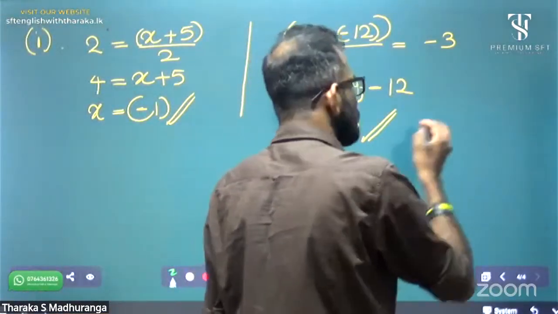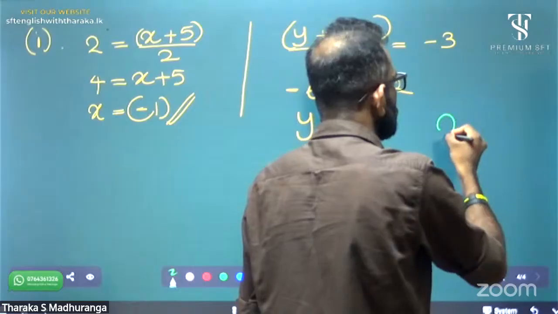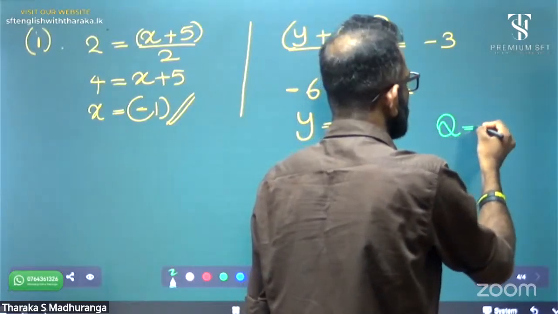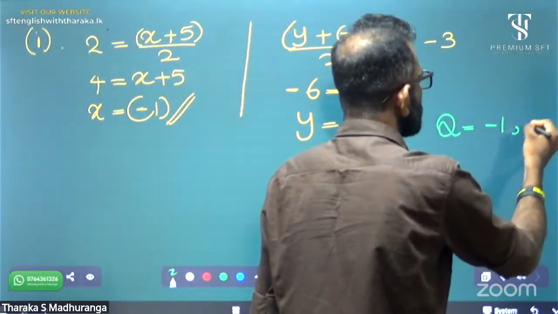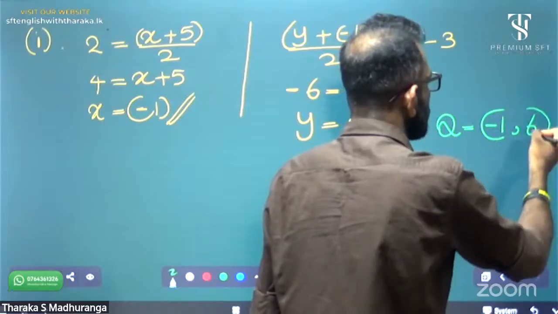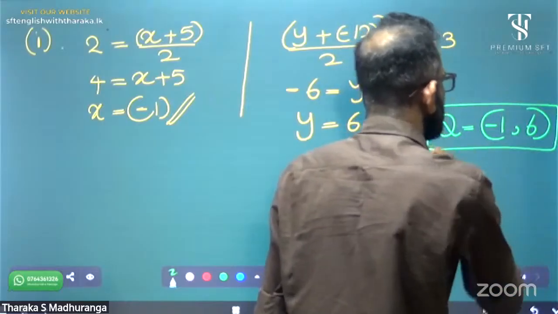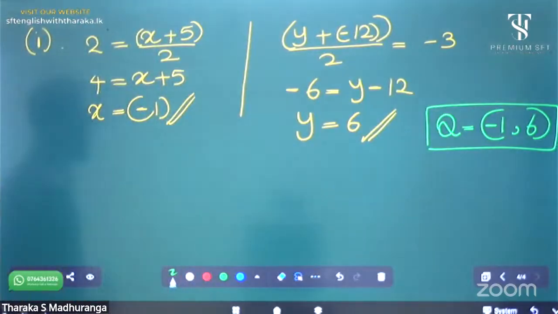Now the question asks, what are the Q point coordinates? Then Q point equals minus 1 comma 6: x coordinate minus 1 and y coordinate 6. This is the answer.